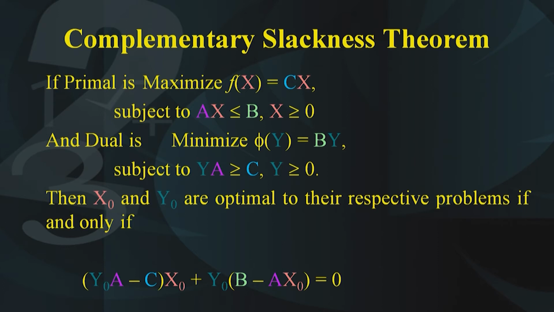These conditions are y naught (A minus c) multiplied by x naught plus y naught multiplied by (b minus A x naught). This should be equal to 0. So, these are called the complementary slackness theorem. That is, at the point of optimality, that is x naught and y naught, this condition should be satisfied, and similarly if there are two points x naught and y naught which satisfy this condition, then they are nothing but their optimum solutions. So, that is the meaning of if and only if.